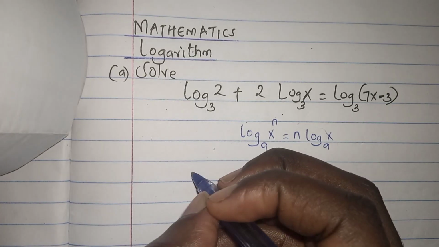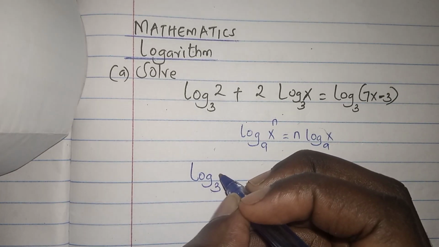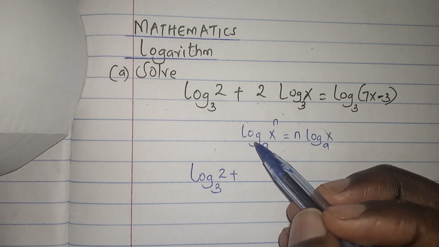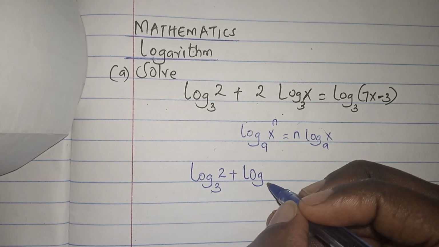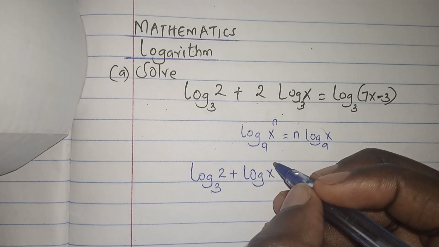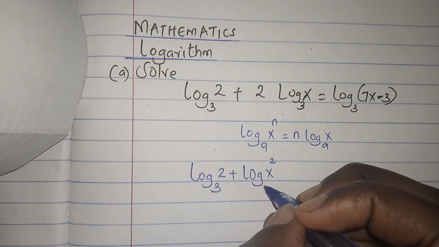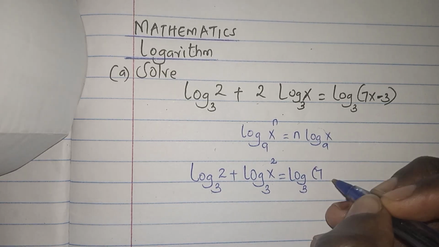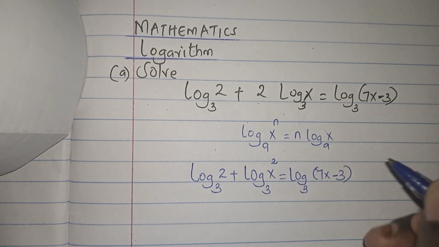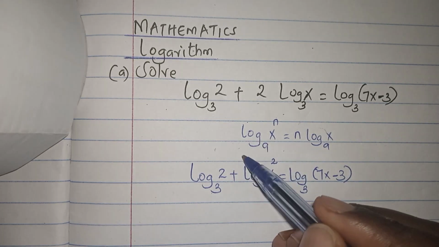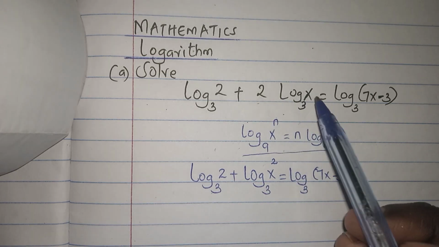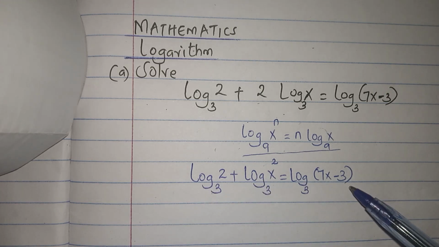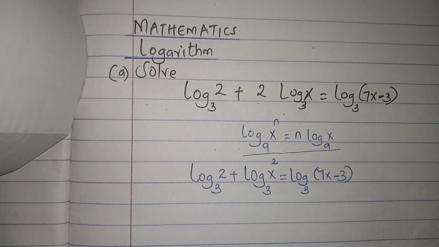So let me begin. It will be log base 3 of 2 plus, I'm writing this 2 log x base 3 in this form, it will be log of x to power 2 base 3, is equal to log base 3 of bracket 7x minus 3. So you can see I've applied this law of logarithm here for this log. So our bases are the same. I have log base 3, log base 3, log base 3 on the other side. So my bases are the same.